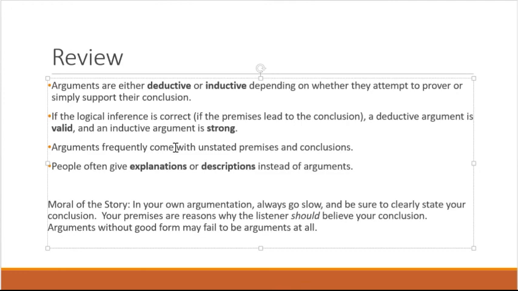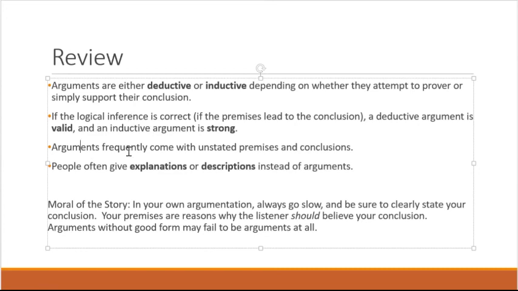Quick question. If an argument is valid, do you know that the premises are true? What do you think? The answer should be no, you don't know. Because I gave you an example of a valid argument with false premises. That was the moon made of cheese argument. Okay, moving on.